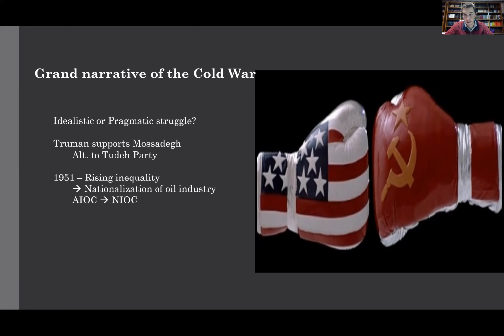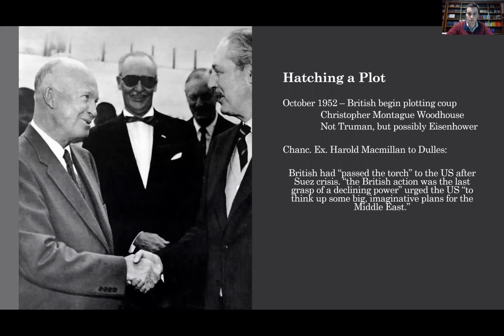You know, this is a democracy. This is what the United States is all about, making the world safe for democracy, as Wilson had famously said. Because they saw him as a good alternative to the Tudeh party, which was seen as sympathetic to communists, to socialists. And so the Truman administration is pretty supportive of the Mossadegh administration. And then, of course, the British are very upset. They're infuriated that Iran would nationalize oil from their control.